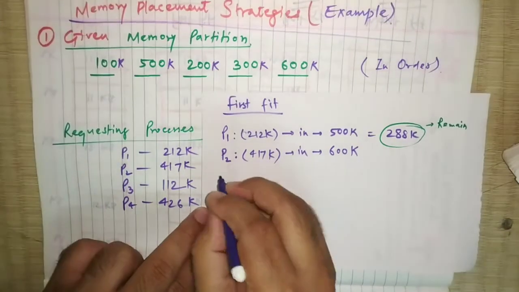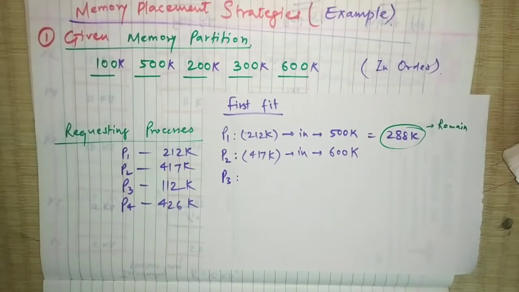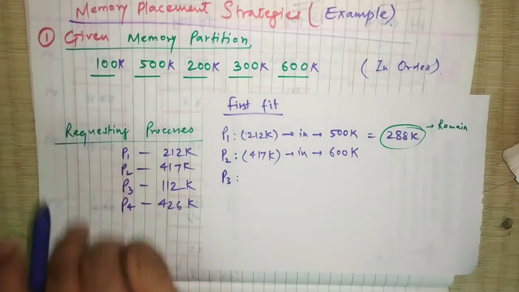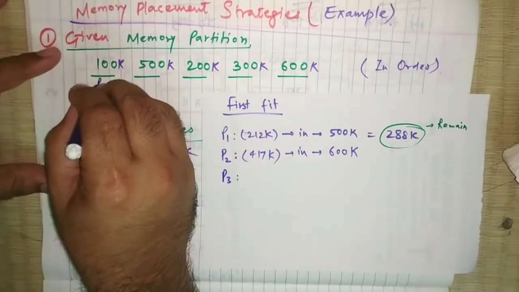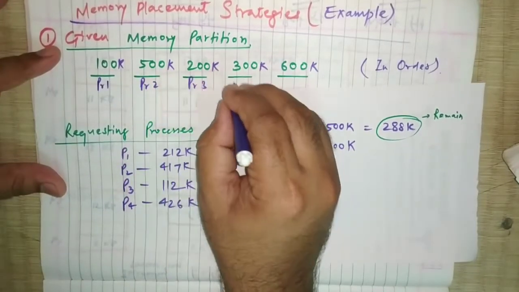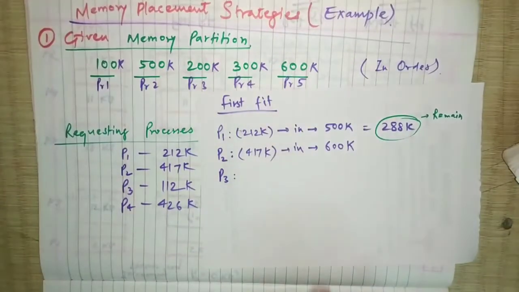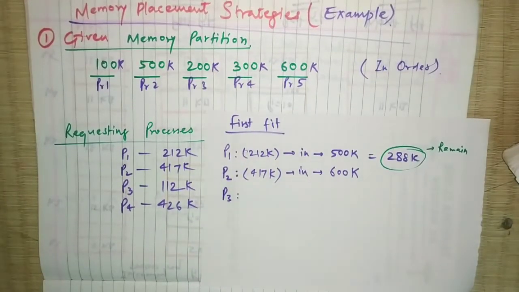For P3, come for the P3. P3 is having a requirement of 112k. Again we'll start with the first partition. You can write over here, this is partition 1, this is partition 2, partition 3, partition 4 and partition 5, just to name it properly.